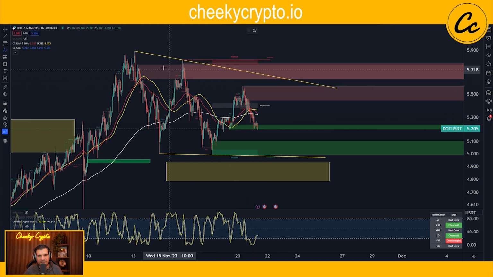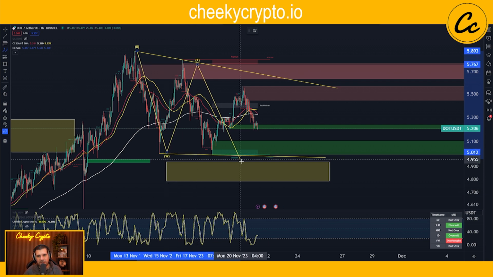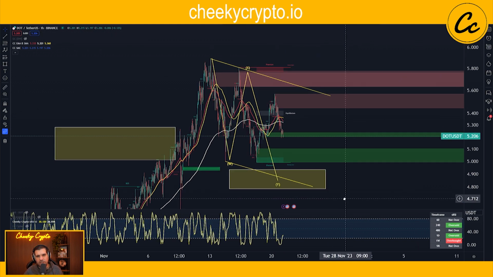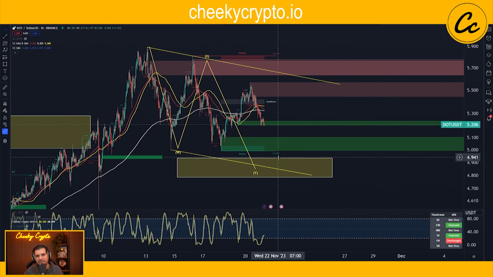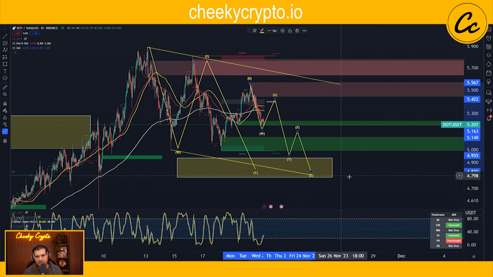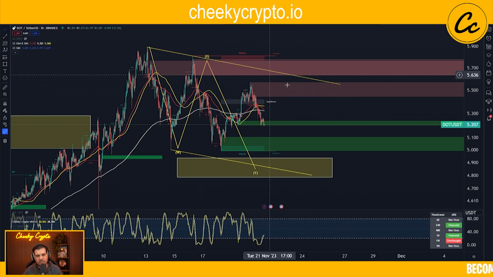A three-wave correction coming down here, up, and then down into this low. That's going to allow us to have the more parallel-based channel, and then I think a good run to the upside from there. So for Polkadot here, I still think we probably have a move to the downside. Don't get me wrong, nothing moves in straight lines. We might find ourselves with something like this. Might even be that we end up with something like this, right? An AB, W, X, Y, X, and then Z, and we end up in that range. So just expect some volatility.